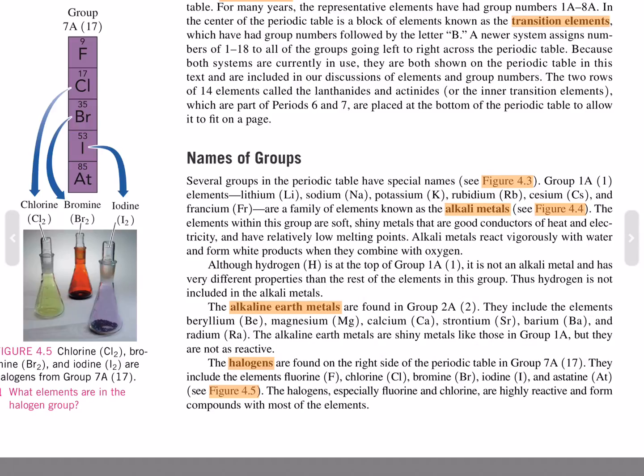Although hydrogen is at the top of group 1A, it is not an alkali metal and has very different properties than the rest of the elements in the group. Thus, hydrogen is not included with the alkali metals.